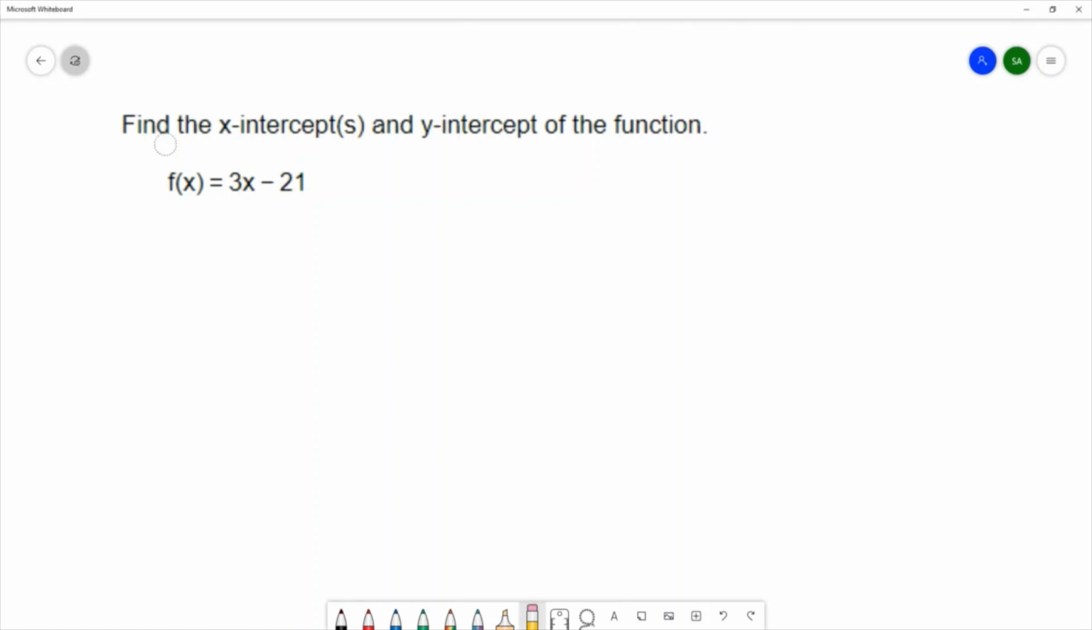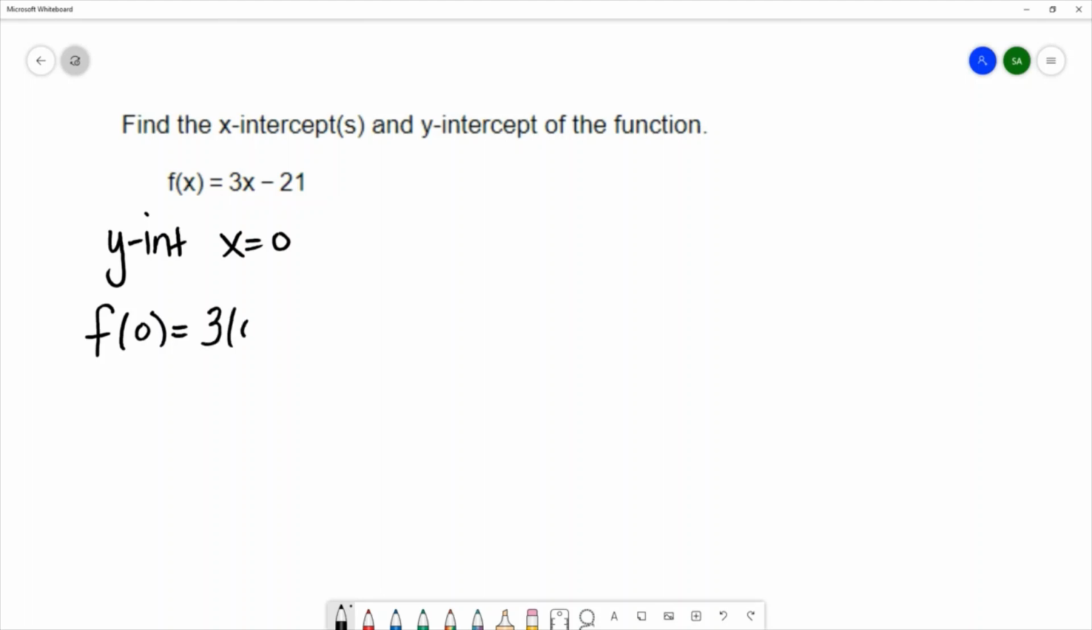This question says, find the x-intercepts and y-intercept of the function. I like to find the y-intercepts first. They're usually a little bit easier. So to find a y-intercept, we're going to let x equal 0. So essentially we're calculating f of 0. So everywhere I see an x, I'll change it to a 0.